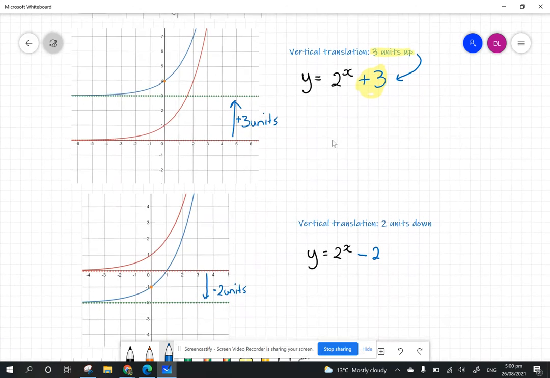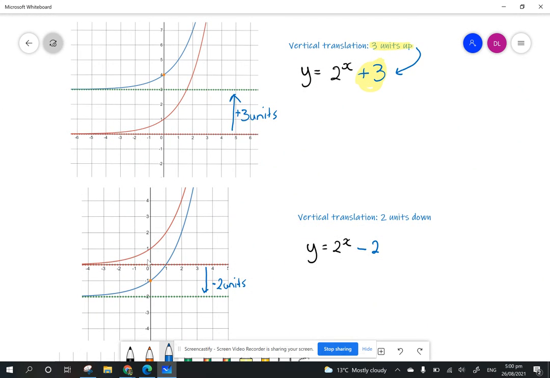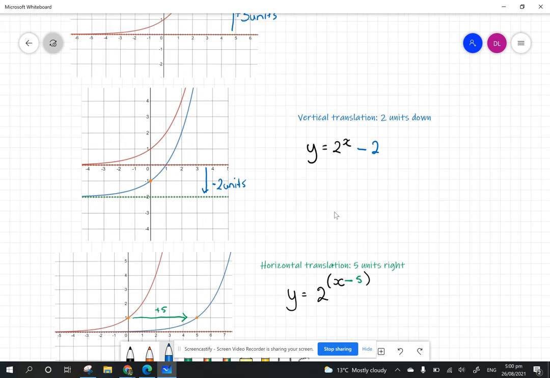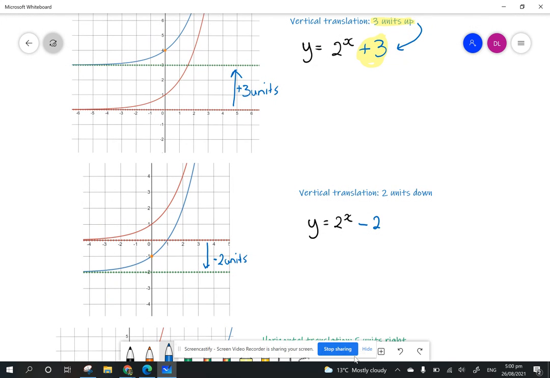So let's try another one. If we take the red curve and we shift it down by 2, you can see the asymptotes have a difference of 2 from where the original was, down by 2. So therefore, it's a translation of 2 units down. So we put minus 2 at the end. Okay, the next one is a horizontal shift, which we'll do next.